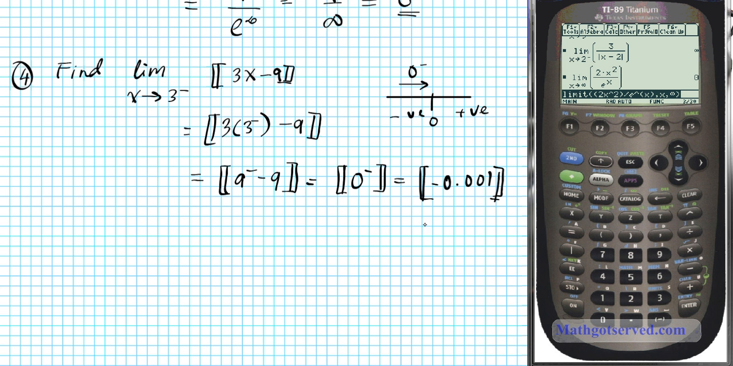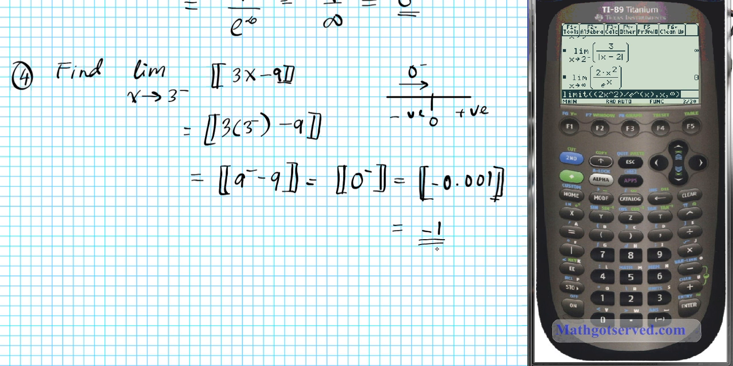Okay, so what is the floor of negative 0.001? What the floor or greatest integer function does is that it rounds down non-integers to the biggest integer that's smaller than that non-integer. So the biggest integer that is smaller than negative 0.001 is -1. Okay, so there goes your final answer.